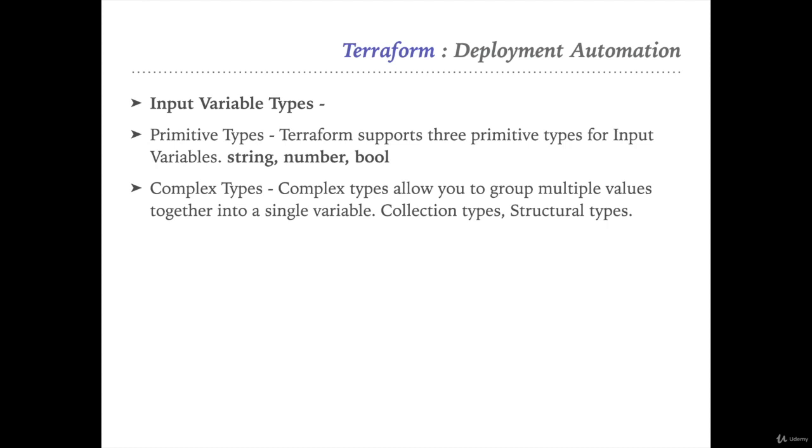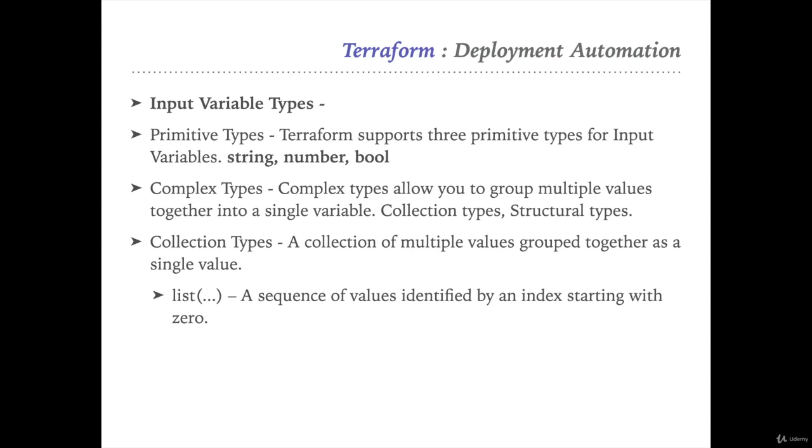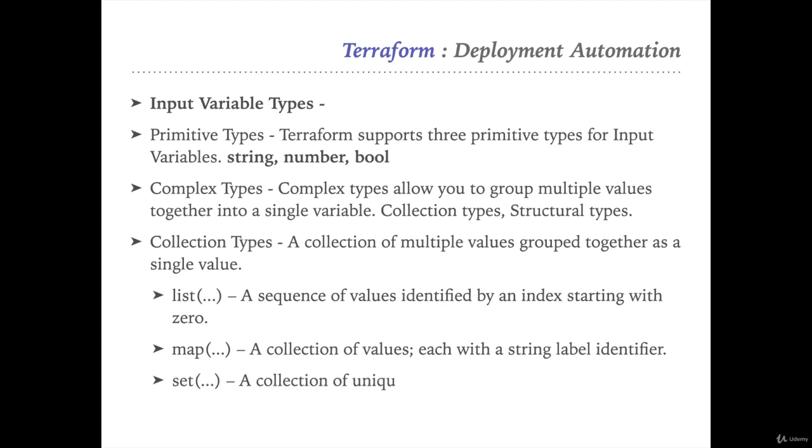Complex type is also defined in two types. First is the collection type and second is the structural type. Collection type is a collection of multiple values grouped together as a single value. Inside the collection type, you can group the similar kind of values, right? So we have the list, a sequence of values identified by index starting with 0. Then we have the map. Map is a collection value which defines the values inside key value pairs. Then we have the set. Set is a collection of unique values without a secondary identifier or ordering. This is similar to the Python list, map, and set, right?